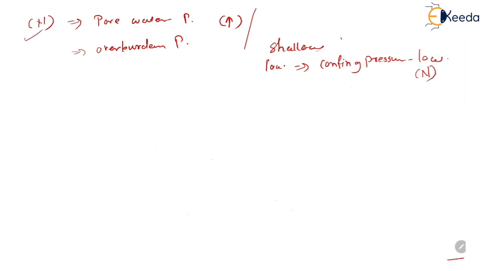Whereas on the other hand, as the depth of the soil increases, then the confining pressure also increases and the value of standard penetration number also increases. So that's why we apply correction for the dilatancy, means due to effect of pore water pressure, and for the overburden pressure. So first we will see dilatancy correction.